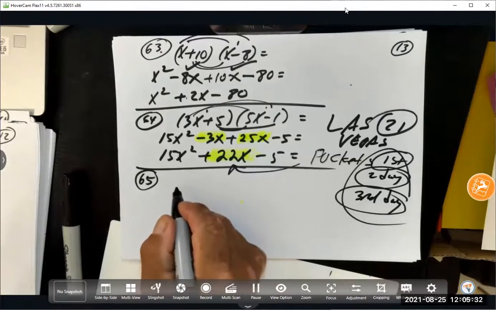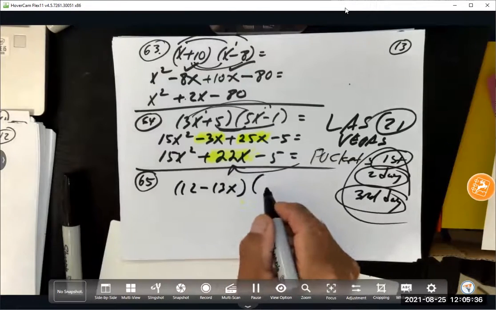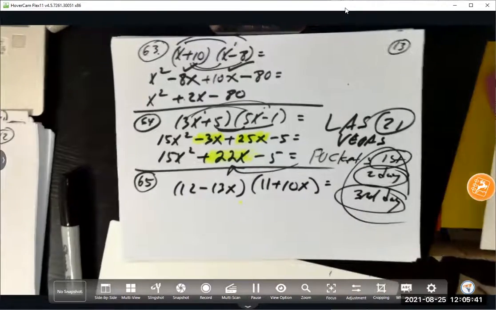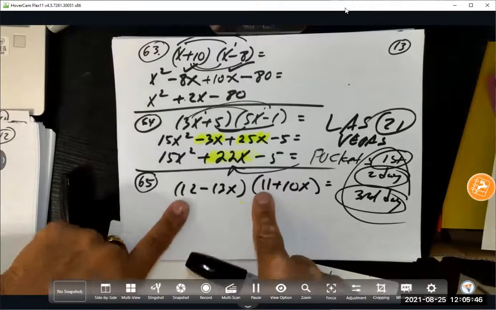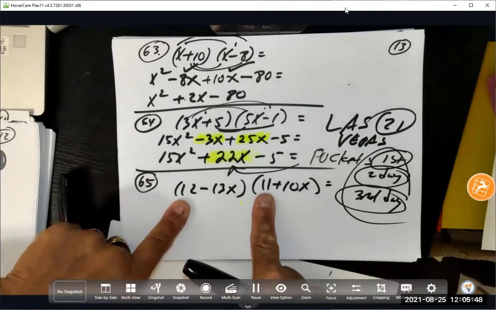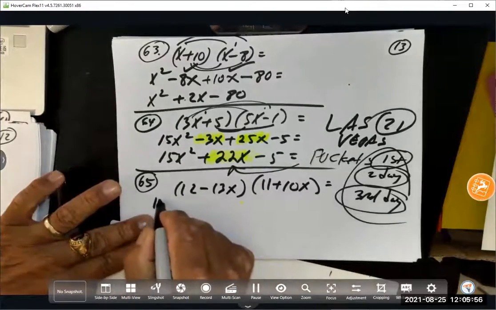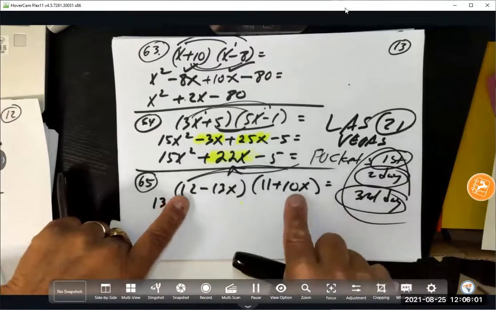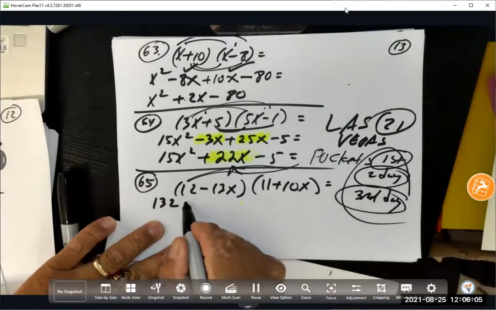All right, 65. Ready? 65. 12 minus 13x and 11 plus 10x. Okay, let me do this one, then I'm gonna let you try one. See how it goes. I'll do this one with you together. What's 12 times 11? 120. Do the calculator. 132. There you go. That's right. And what's 12 times 10? 120x. Okay, let me write this down.